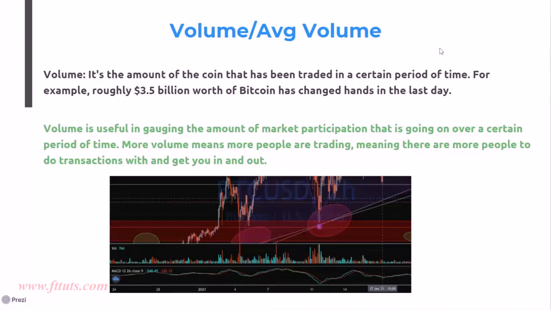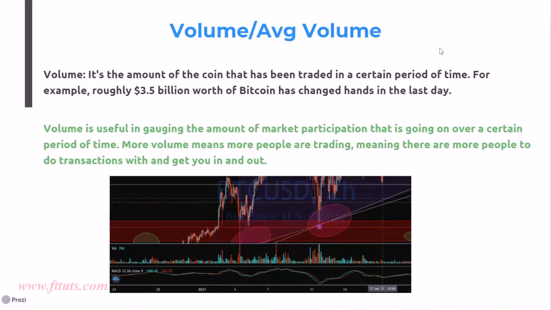Now we're going to get into volume and average volume. If volume isn't something that you understand in trading, this is going to be very eye-opening for you because with volume you're basically seeing market participation. It's the amount of coin that has been traded in a certain period of time. For example, roughly 3.5 billion worth of Bitcoin has changed hands in the last day. That's how much Bitcoin has been traded. That can be represented in volume increments depending on the increments that your chart is going by, but we'll get to that later in the course.